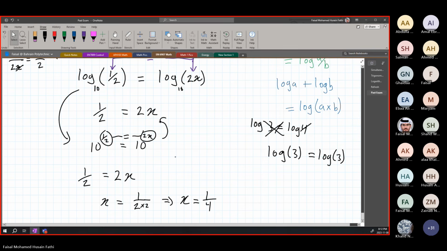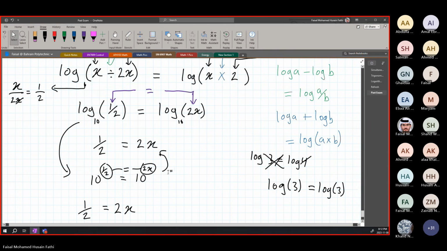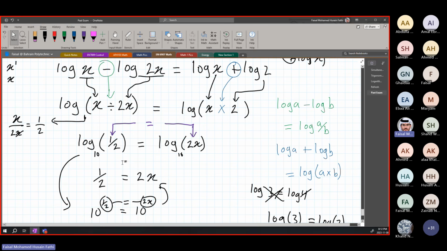Easy? Say easy, please. Easy, right? Very straightforward. We found x. Okay, I will repeat the last part one more time.